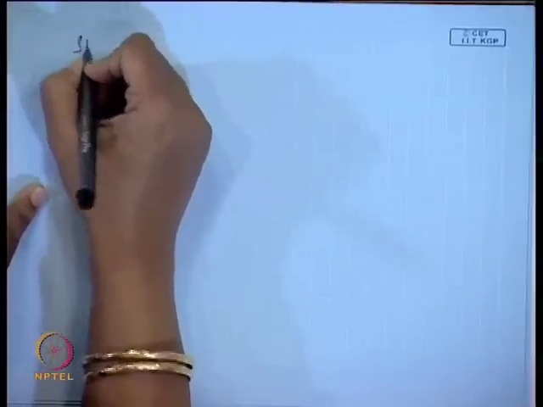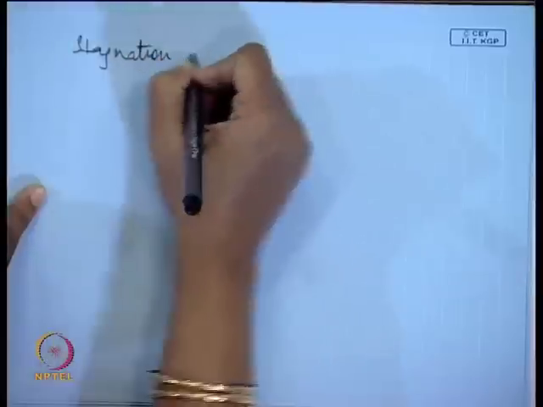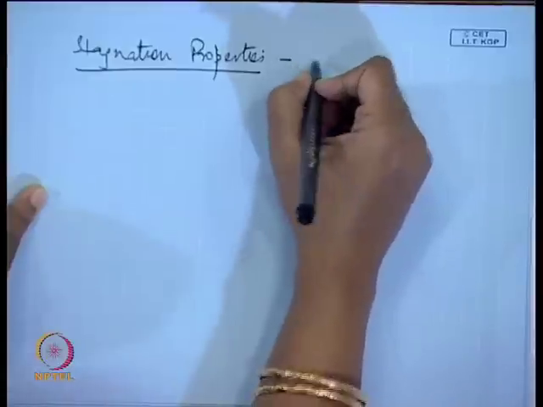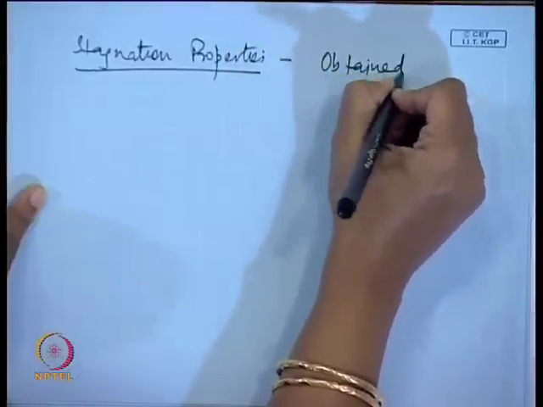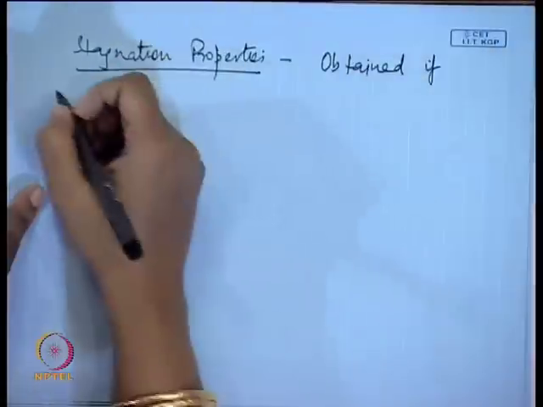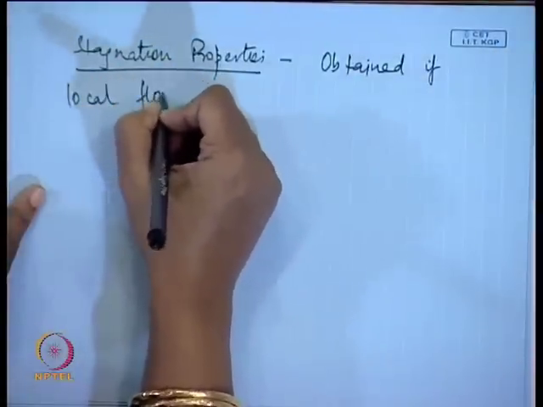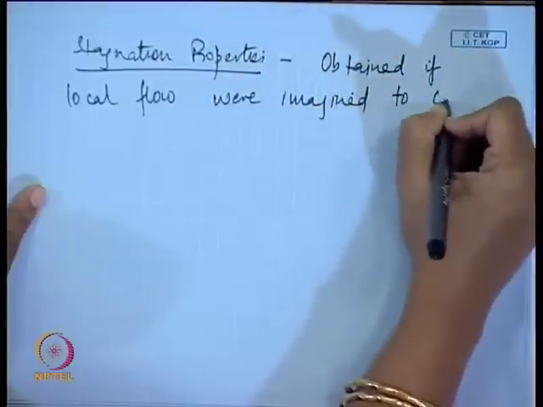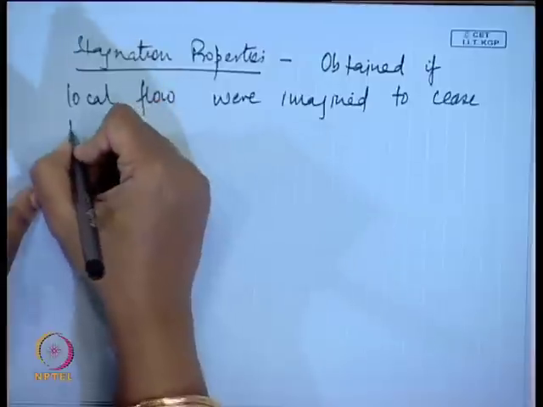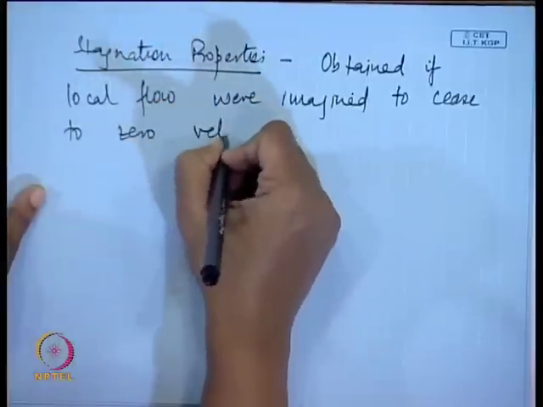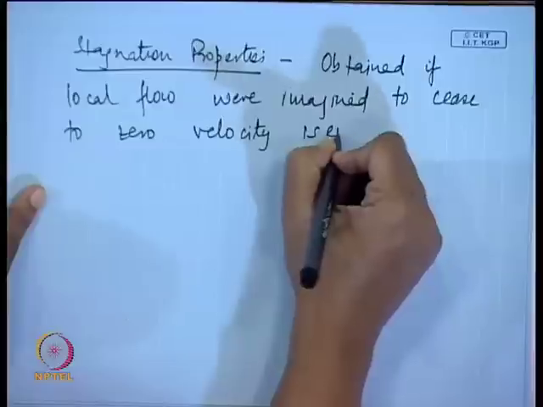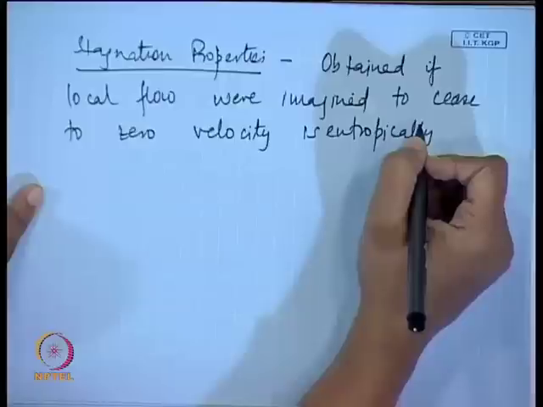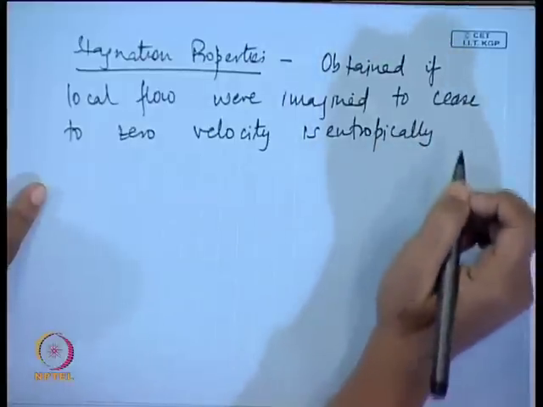So, the stagnation properties are defined as those properties which are obtained if the local flow were imagined to cease to zero velocity isentropically. This means that whatever equations you have learnt in thermodynamics for reversible adiabatic flows, all of them can be used in this particular case.